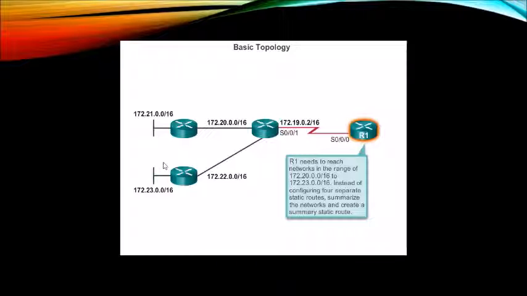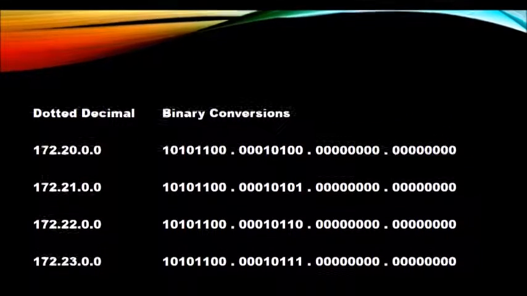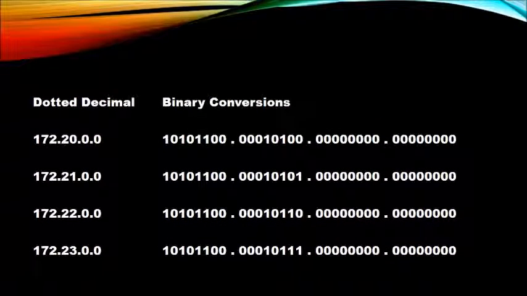So the first step in the summarization process is to take the dotted decimal entries from the routing table and convert them into binary. Then you're going to start at the left of the binary conversion, slide over until the bits don't match anymore, and draw a red line in between the bits that match and the bits that don't match anymore.